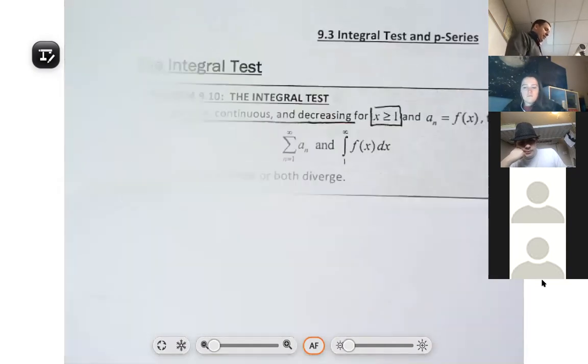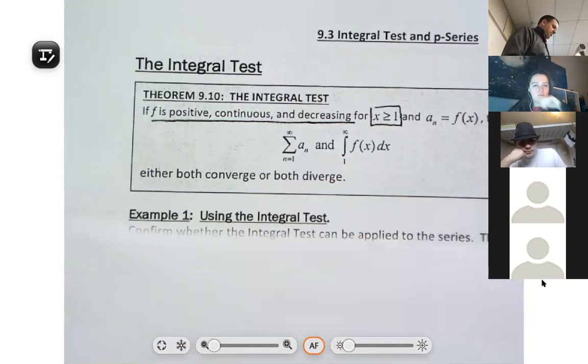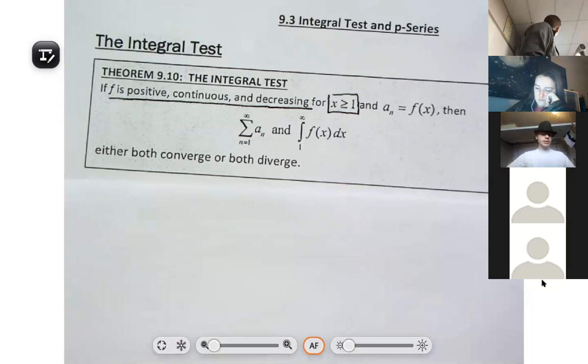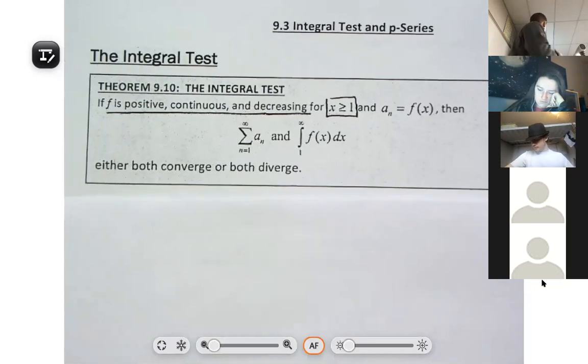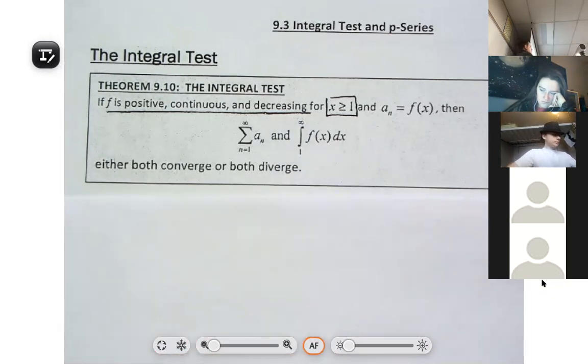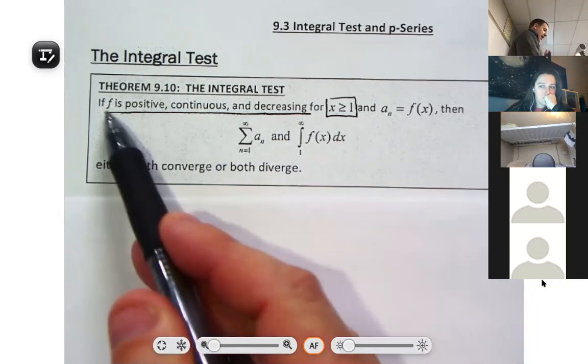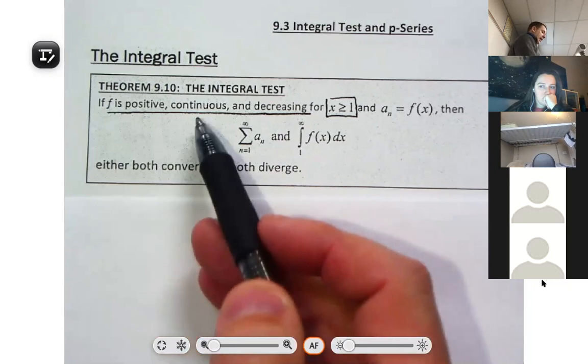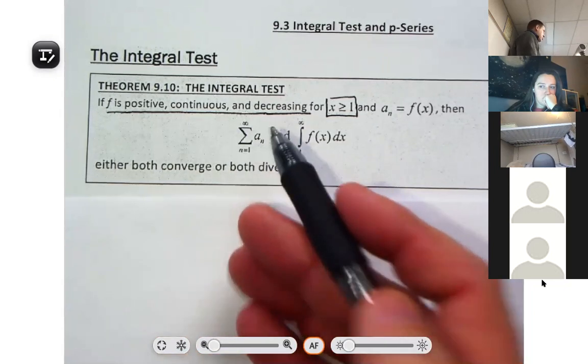So that was something to point out, and that'll come up in an example later, but I just wanted to address that now. If you are doing a multiple choice question, then you don't need to state these conditions, obviously. You just apply the test, you do it, and then you get your answer. If you are doing a free response question, you 100% have to say, since f is positive, continuous, and decreasing, the integral test can be used.